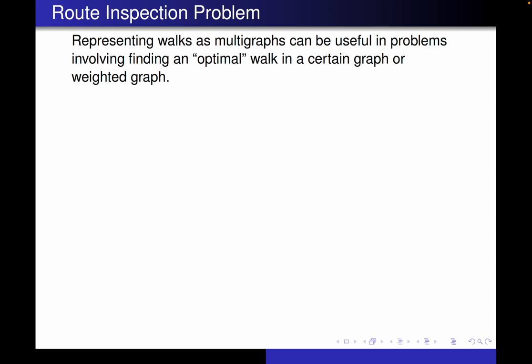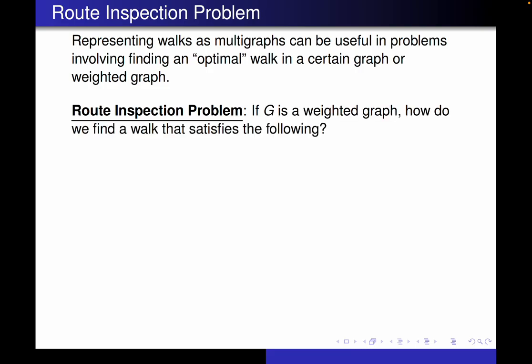Now, representing walks as multigraphs can be useful in problems where we're trying to find some walk that is optimal in a certain graph, or maybe a weighted graph. And the particular problem we're going to be looking at is something called the route inspection problem. So what is the route inspection problem? Well, we start with a weighted graph G, and the question we ask is, how do we find a walk that satisfies the following properties? We want to make sure we cover every edge in G.